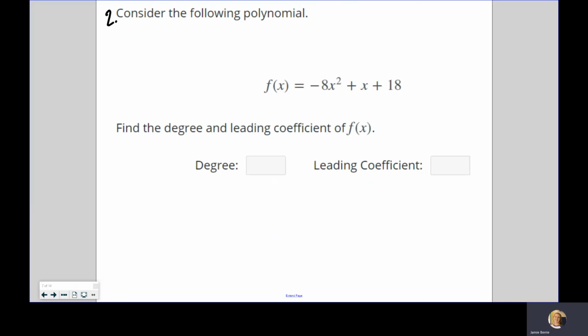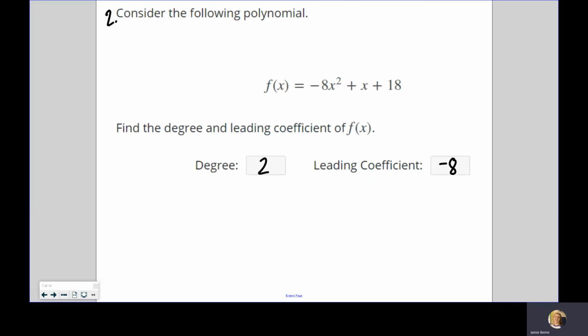It says, consider the following polynomial. F of x equals negative 8x squared plus x plus 18. Find the degree and the leading coefficient of f of x. All right, so make sure it's in descending order. We have the highest term first, then the next, and then the next. So we can see that the degree is the highest exponent. It is 2. The leading coefficient is -8.